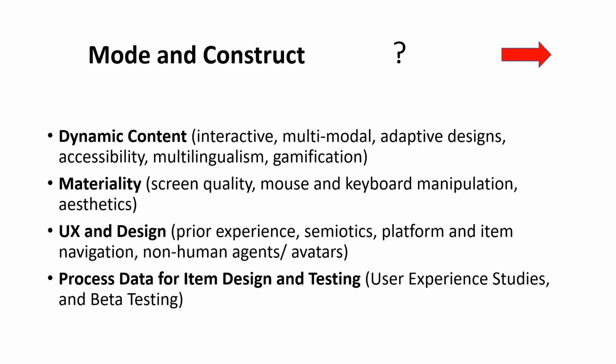Okay, and this last point then is that we can use process data for item design and testing in user experience studies and beta testing. We don't normally beta test extensively a paper-based item. Of course, we might share it with some people, with some subject experts or a small group of children, perhaps. But with computer-based testing, there's a real obligation to share beta versions of complex interactive items to check that people are engaging with it in the ways that we expected.